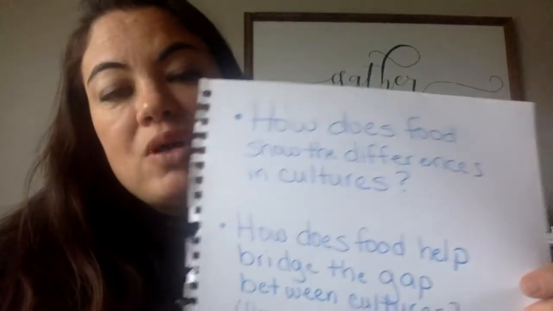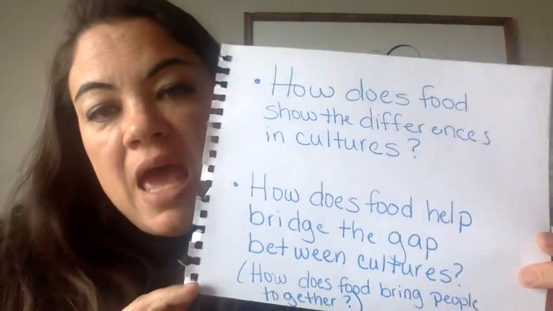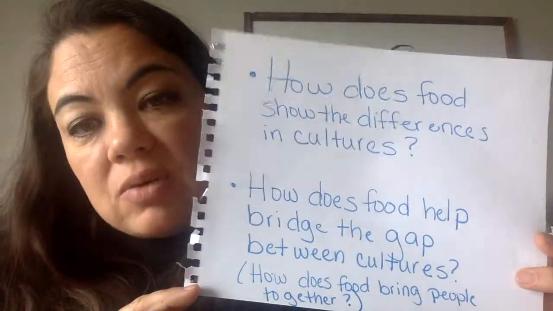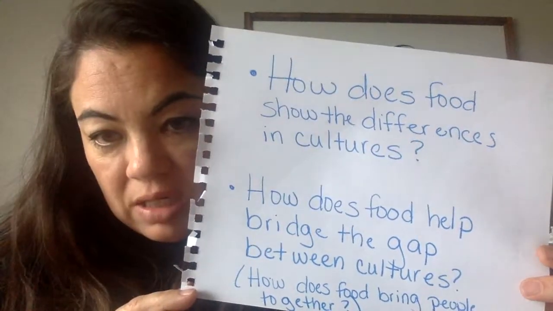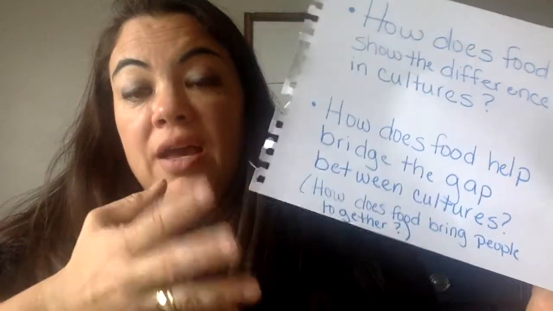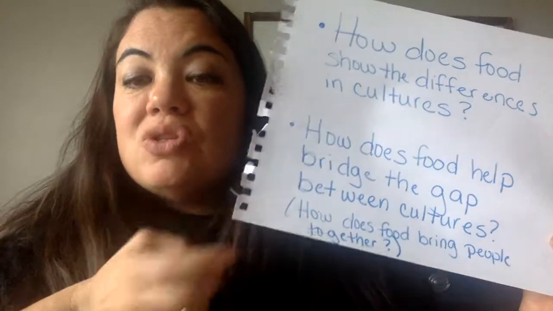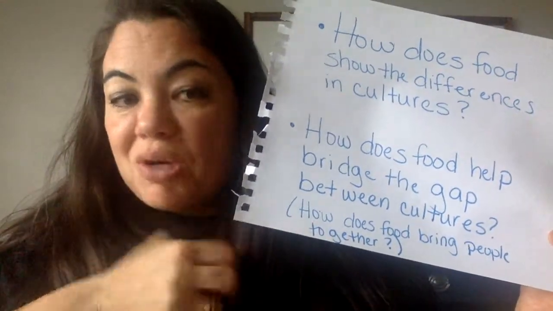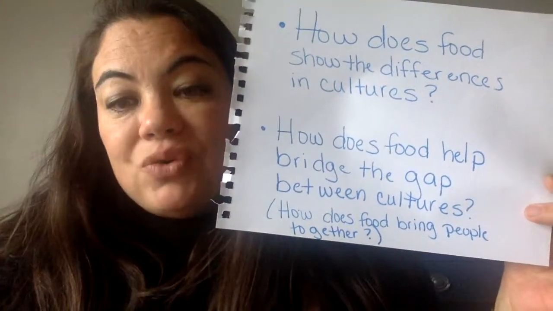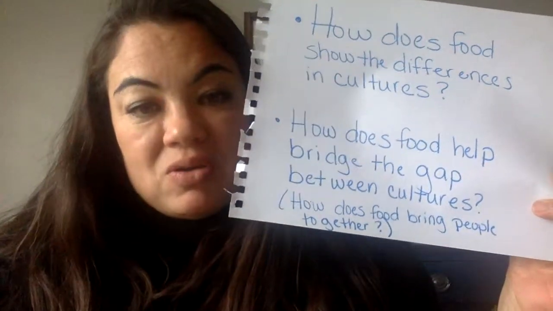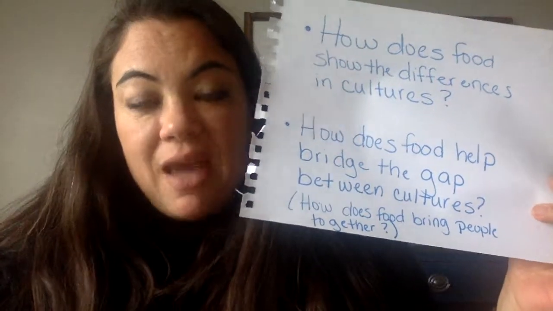And then one last piece, in case that wasn't enough for you to think about, are these 2 questions. So this is kind of our essential question and what we're looking at answering. So as you're reading the text, I want you to think about how food shows the differences in cultures between the American and the Chinese. And then on the opposite end, how is food used to bridge the gap between the cultures? And bridging the gap is kind of a weird term, so a simpler way to say it is how is food used to break down those barriers, or how does food help bring people together?